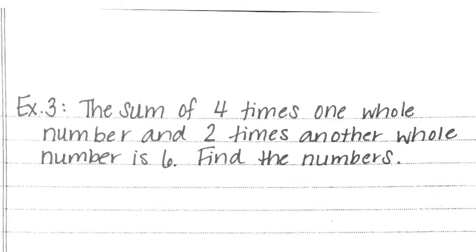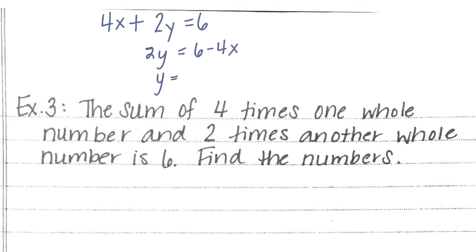All right, the last example that we're going to do is a word problem. It says the sum of 4 times one whole number and 2 times another whole number is 6. Find the numbers. So again, I'm going to take my time and I'm going to solve for y. When I divide by 2, it looks like I get 3 minus 2x.